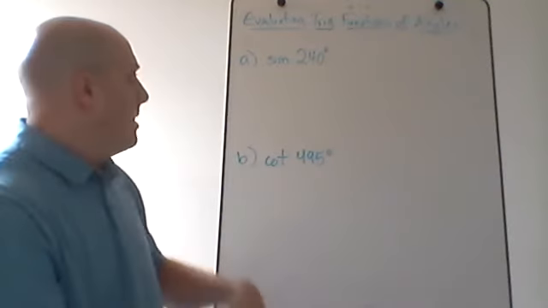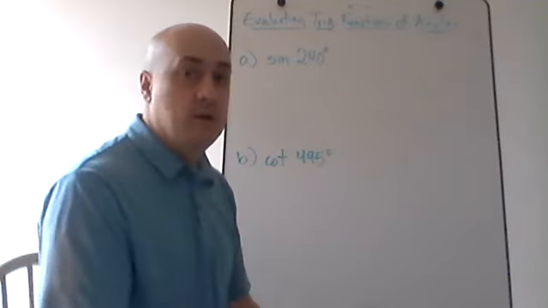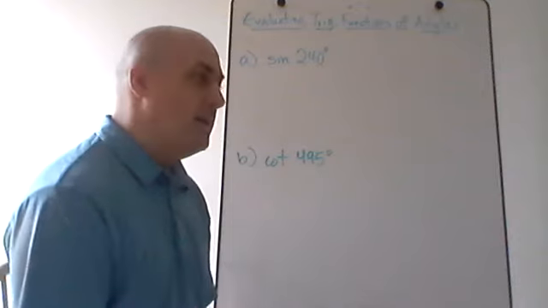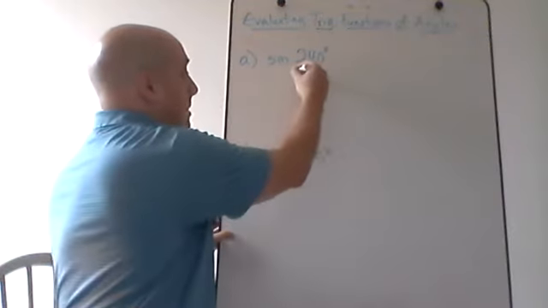Alright, so here we go. We got the first two examples, sine of 240 degrees and then cotangent of 495 degrees. So first off, 240 degrees. I need to identify in which quadrant that's going to lie in my coordinate plane.